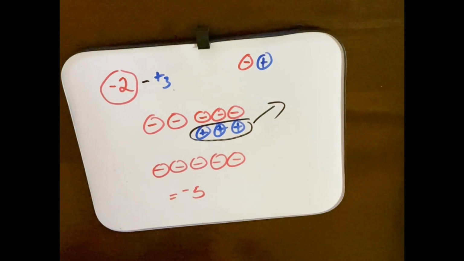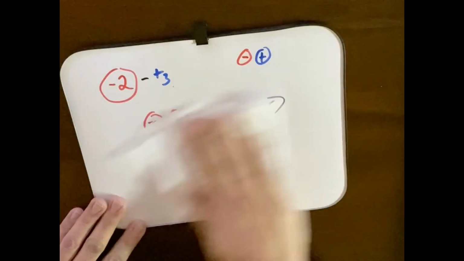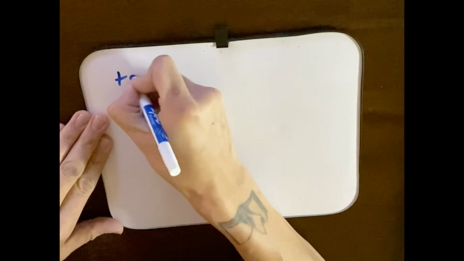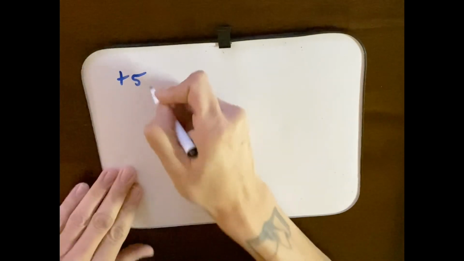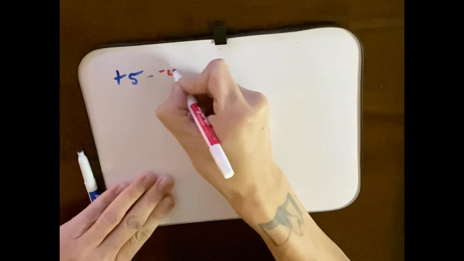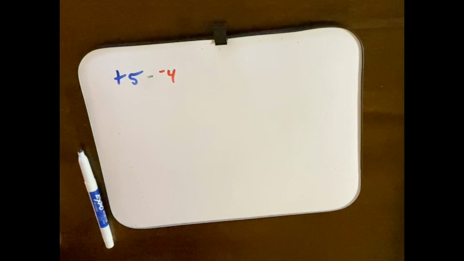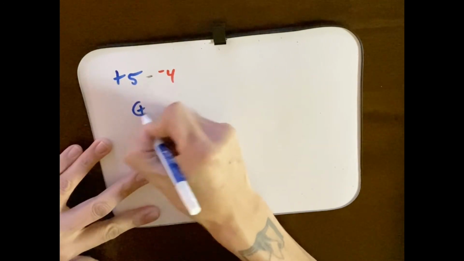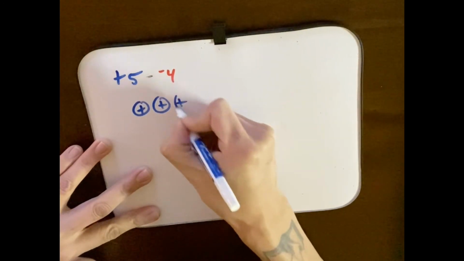So let's try that again, except we're going to try and start with positives, all right? We're going to start with positives. So we're going to start with +5, and we are going to subtract -4. For those of you really keen people out there, you may already know the answer.